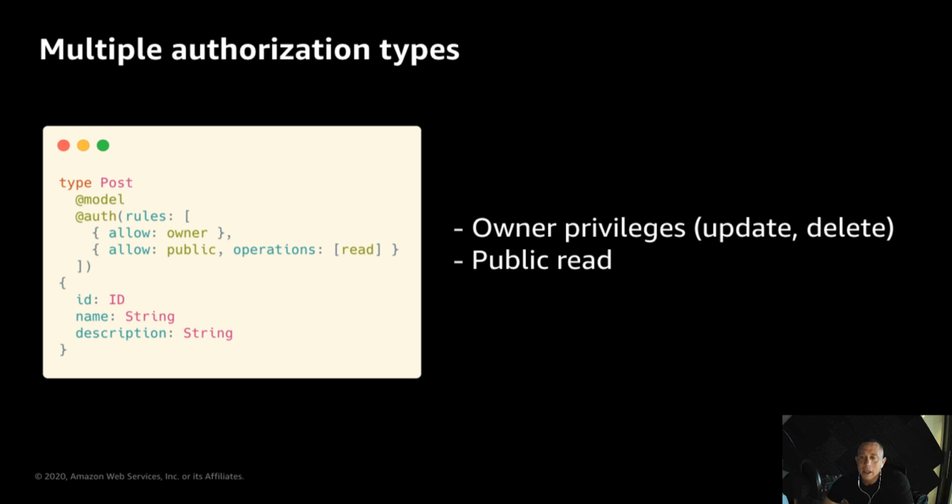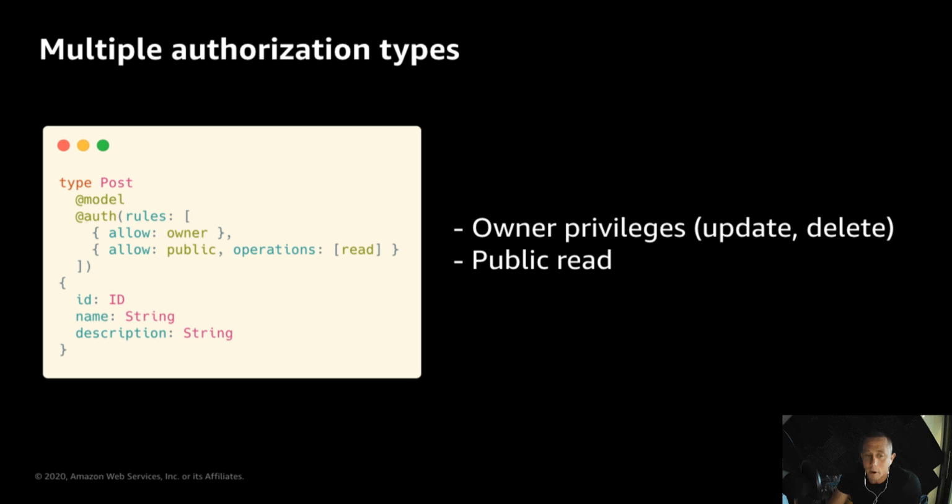One of the main ones is multiple authorization types. So we want to have a post type, something like Medium, a blog, or even WordPress, where we give owner privileges to the person that creates the item, but anyone can read it. The only operation we're going to give to the public is read. So owners can create, update, delete, anyone can read, and that's what we want.